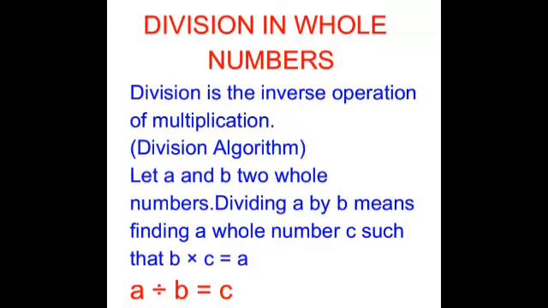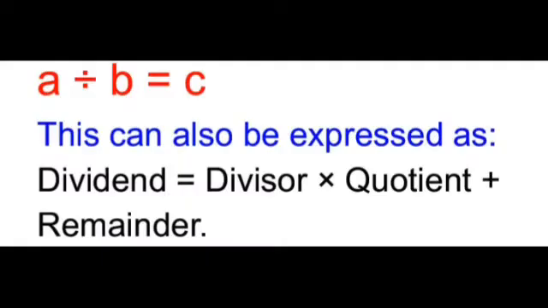That is, suppose let a and b be two whole numbers. Dividing a by b means finding a whole number c such that b into c equals a. So a divided by b equals c. This can also be expressed as dividend is equal to divisor into quotient plus remainder.